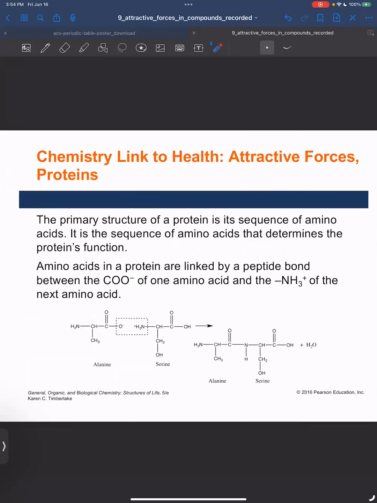And the primary structure of a protein is the sequence of amino acids. It's the sequence of amino acids that helps us determine the protein's function. So amino acids in a protein are linked by a peptide bond. This is an example of a peptide bond here. That's when the carboxylate of one amino acid links up with the ammonium group of the next amino acid to form a peptide bond.